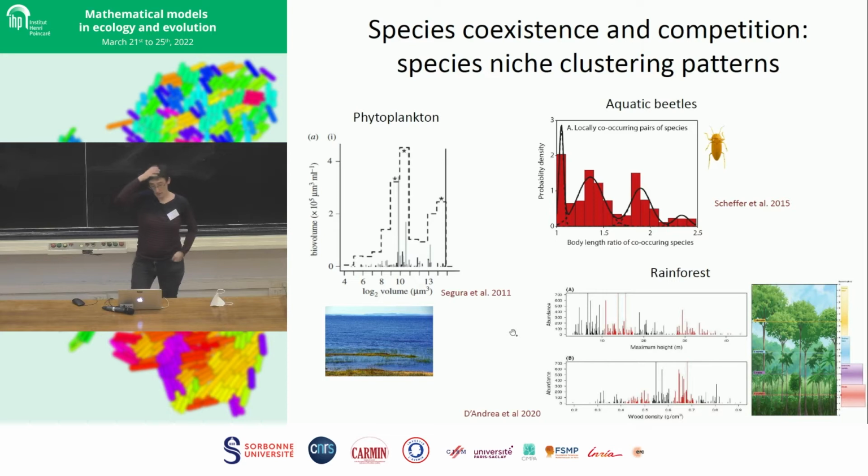Okay. So this sort of clustering pattern, as I will call them later on, has also been found in data. So you have examples of 3 studies here, where, of course, it's not an abstract niche axis, but you use some traits of a species, some characteristics of a species, as a surrogate of their resource use or of their niche. And what they found is that, for example, for phytoplankton species or aquatic beetles, you can have these types of groups of species which are a bit similar, with groups between which are quite dissimilar. And in rainforests, with height of the trees or wood densities, you can also find this type of clustering pattern, which seems to differ from random expectations.